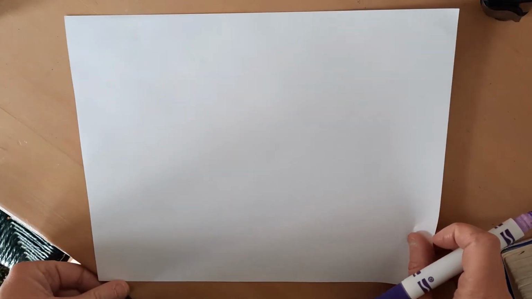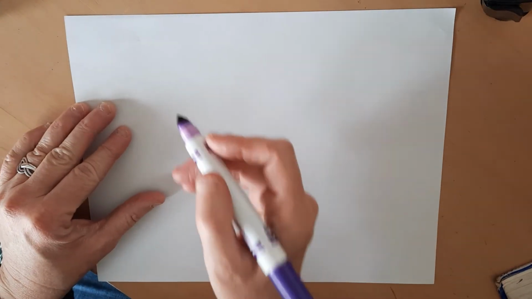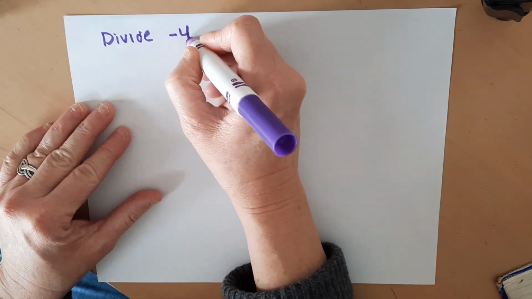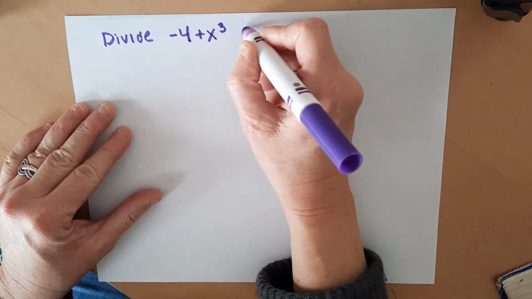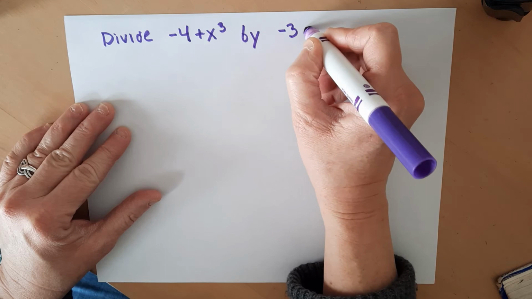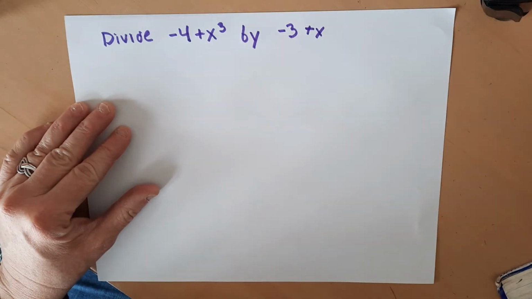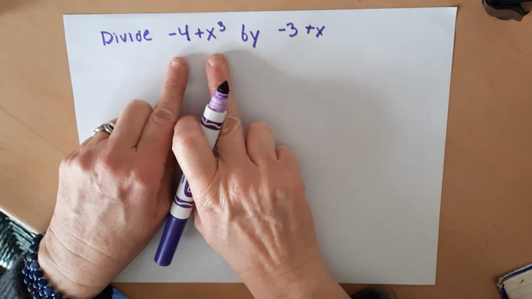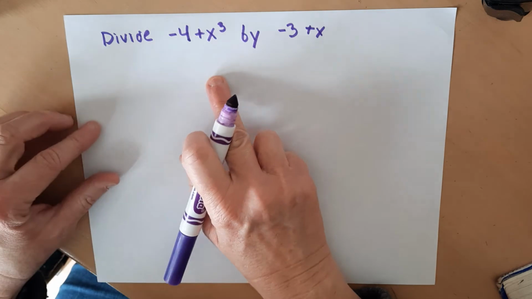There's one more thing I need to show you when we divide polynomials, is we have to remember that first step is to rearrange the polynomials in order of descending variable. However, there's sometimes when there might be something missing, and let me show you what I mean. If it says to divide negative 4 plus x cubed by negative 3 plus x, well, we need to rewrite these. First step is to rewrite them in order of descending variable. This one only has an x cubed.